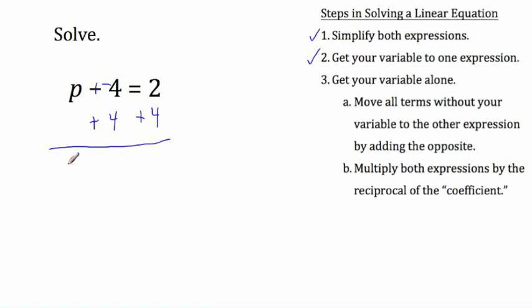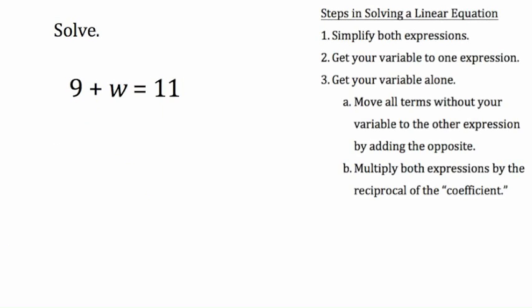In the left-hand expression, the p comes down. Negative 4 plus 4 is 0, so there's going to be nothing left to write there. In the right-hand expression, 2 plus 4 is 6. We've got our variable alone, so we found our solution set. This means if I were to plug 6 into the original equation, that I would get a true equation. And I invite you to check that on your own.